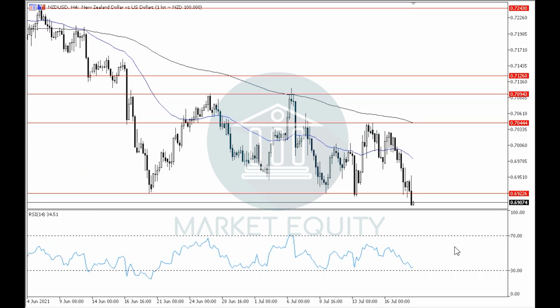If we notice the RSI indicator, then we can see that by rebounding downwards off of around level 60 and trading near level 30, it supports the probability of rebounding upwards to correct or to continue the sideways movement, which, even if it continues, by forming a lower peak around level 0.7045, lower than the previous one around level 0.7095, it supports the breaking down through level 0.6920. That was it for the New Zealand dollar versus the US dollar.